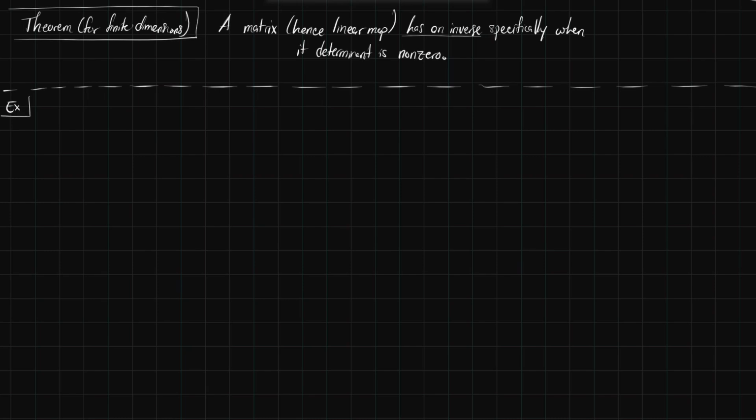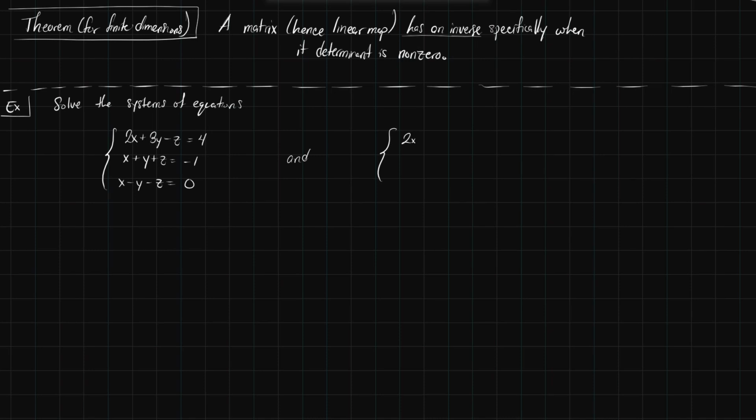So my first exercise that I'm going to bring up, we're going to solve the systems of equations 2x plus 3y minus z equals 4, x plus y plus z equals -1, x minus y minus z equals 0, and 2x plus 3y minus z equals 1, x plus y plus z equals 2, x minus y minus z equals 3, using matrix inversion.